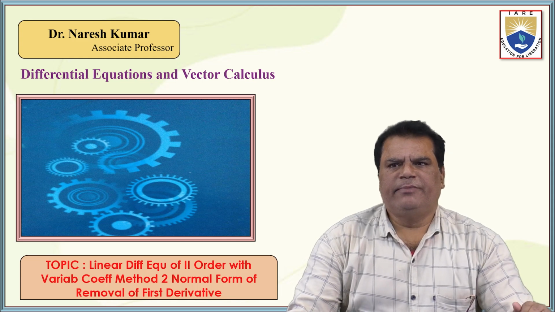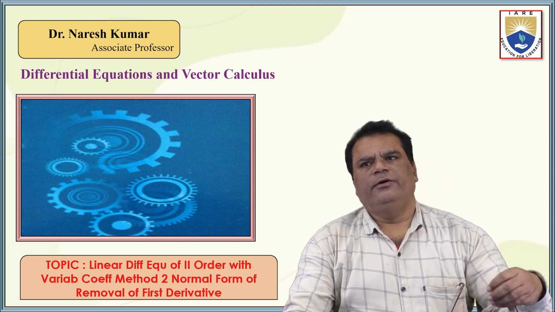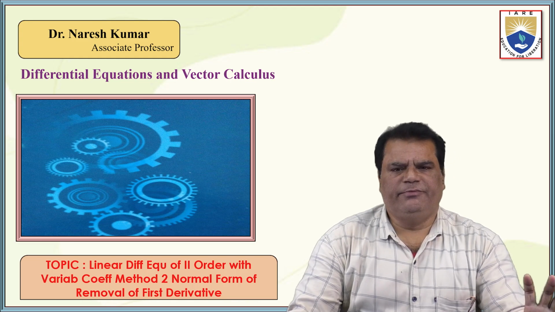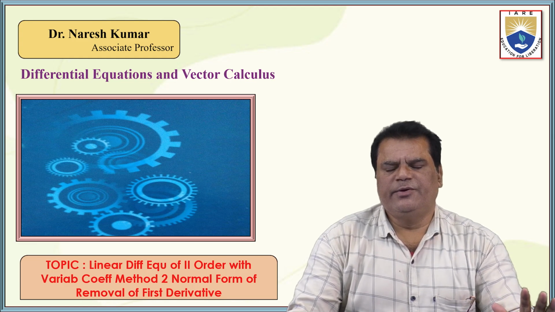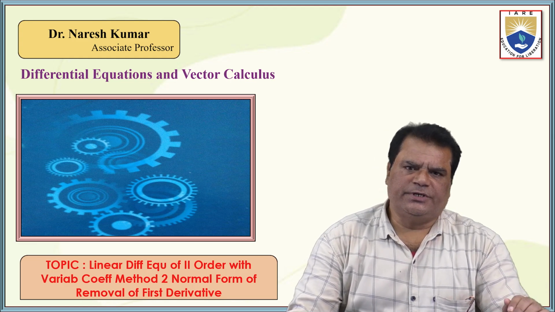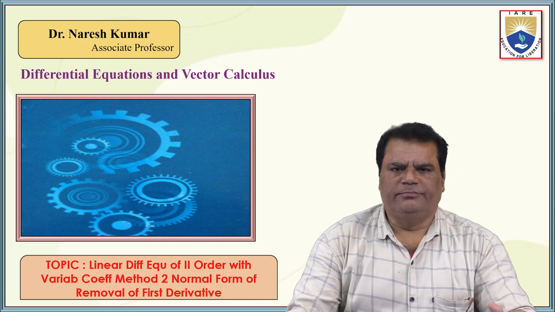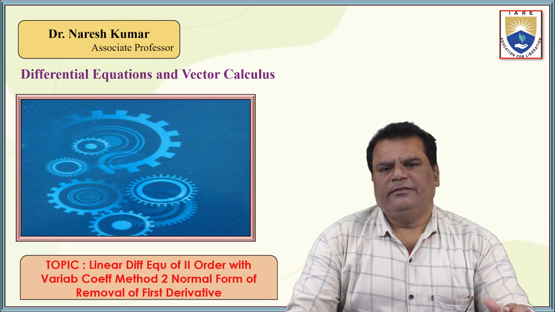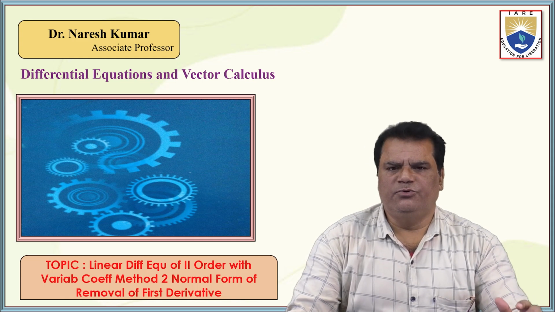The name of the second method is normal form, or removal of first derivative. First derivative means dy/dx. When the first derivative is removed from our equation, then we get the second method, normal form. The first method we have already discussed in the last lecture. The name of the first method is complementary function known, or one integral known, or we can say one solution known.